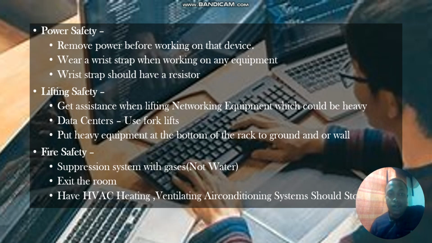For example, one, you're supposed to remove power before working on a certain device. Okay, do not work on a device when it's plugged in. Two, make sure you're wearing a wrist strap when working on any equipment. A wrist strap is what removes the electrical charges from your body. Remember, your body is able to carry the electrical charges, and whenever you're tampering with these devices, the electrical charges on your body might interact with whatever charges are on the device, and they could damage it.